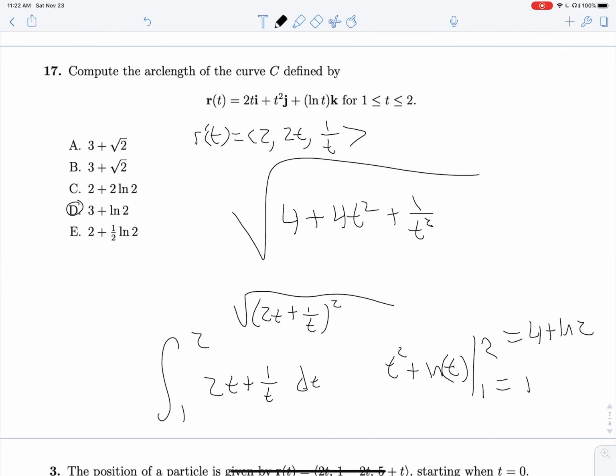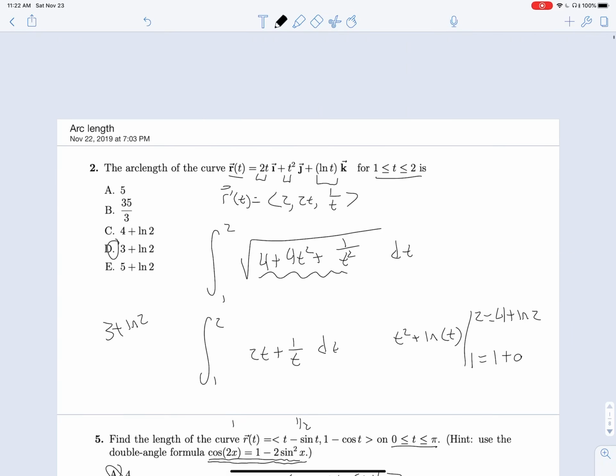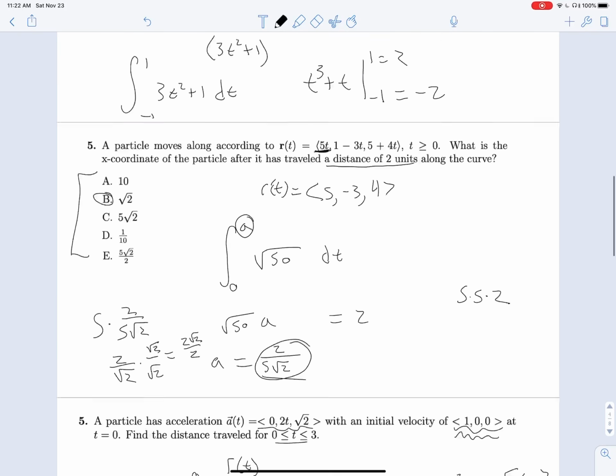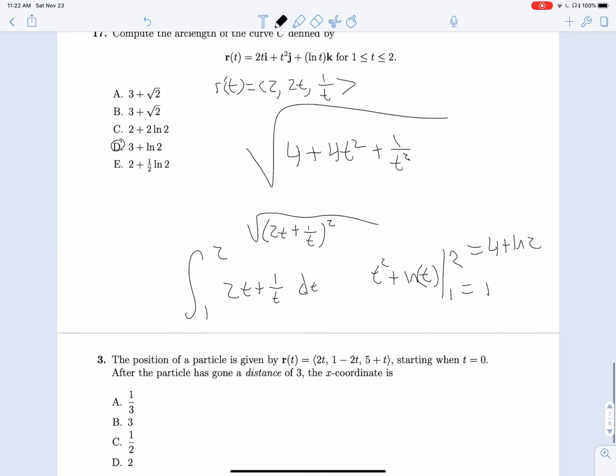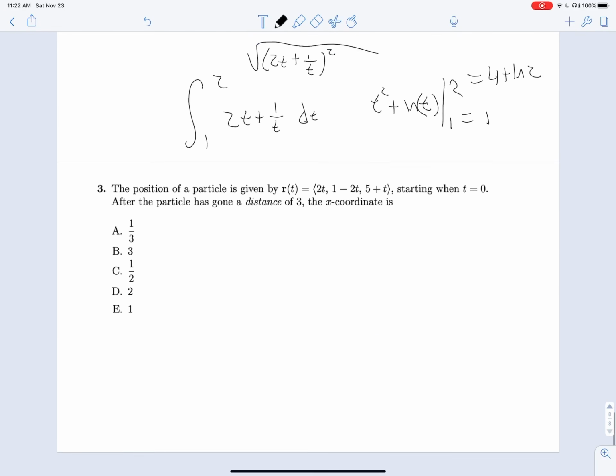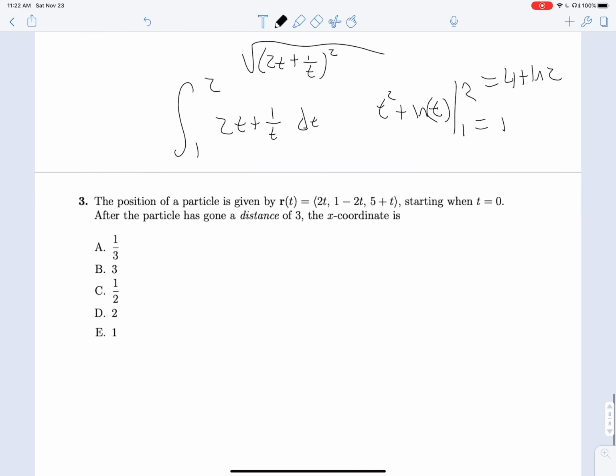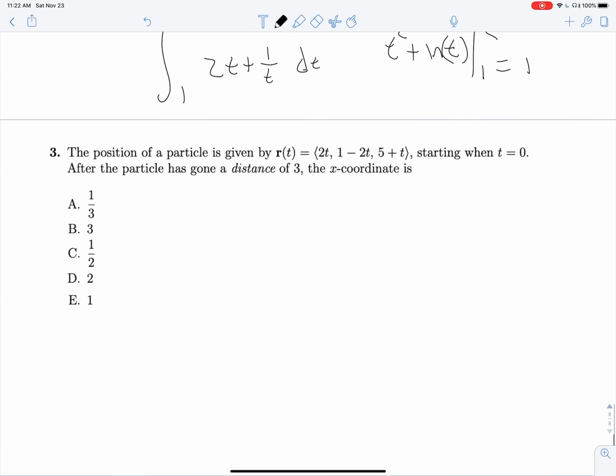And these are, I'm relatively sure, let me go check, that these are from different tests. It's exactly the same problem, 2 different exams. So maybe one of the other ones that has come up will come up on our final. That would be pretty nice.